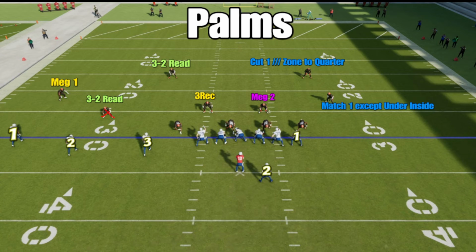But with me aligned like this, and we run the RPO, all right, I'm going to fire and get this guy. Oh, no, I'm just going to block you, right? I have the angle on you. It's why it just doesn't make any sense.